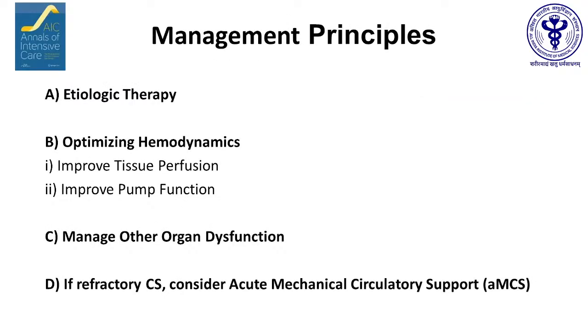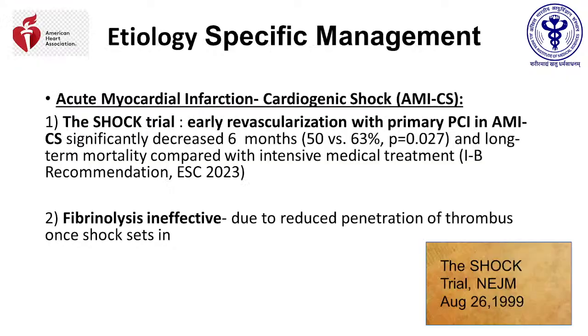So, management principles of cardiogenic shock. We'll be discussing these topics: the etiologic therapy, that is etiology-wise management, optimizing the hemodynamics of the patient, improving tissue perfusion, improving the pump function, managing other organ dysfunctions, that is the cardiorenal syndrome and the congestive ischemic hepatopathy associated with it, and if refractory cardiogenic shock, then acute mechanical circulatory support if there is any evidence for it.